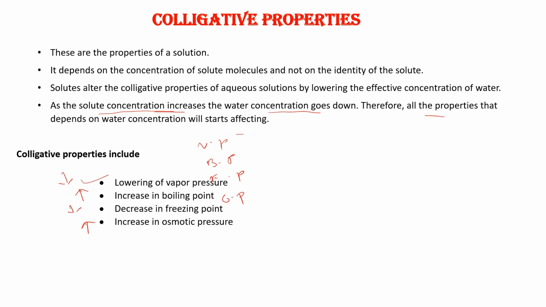So colligative properties are the properties of a solution that depend on the concentration of solute and not on its identity. As the solute concentration increases, the water concentration goes down. Hence, all the properties that depend upon the water concentration will start being affected. Vapor pressure, boiling point, freezing point, and osmotic pressure. Lowering of vapor pressure, increase in boiling point, decrease in freezing point, and increase in osmotic pressure.